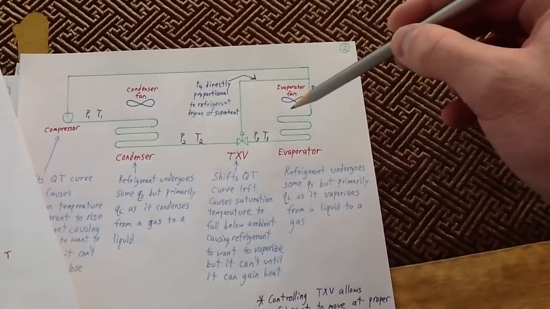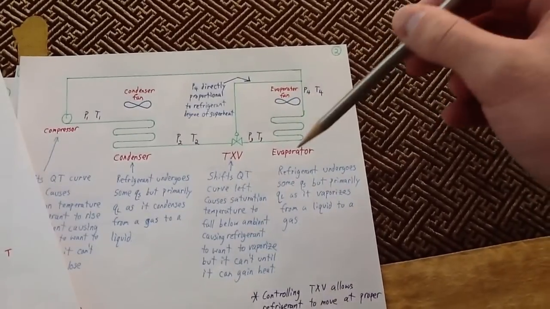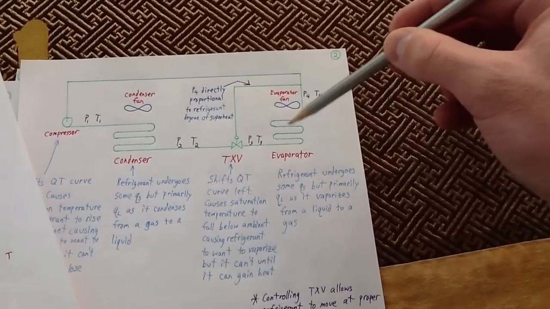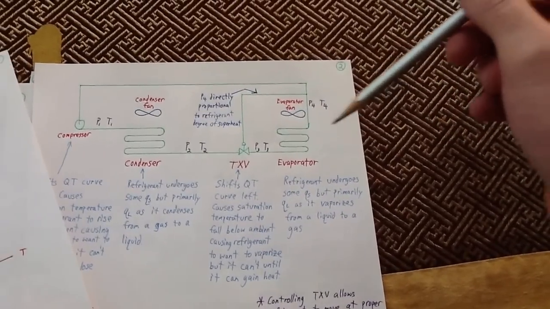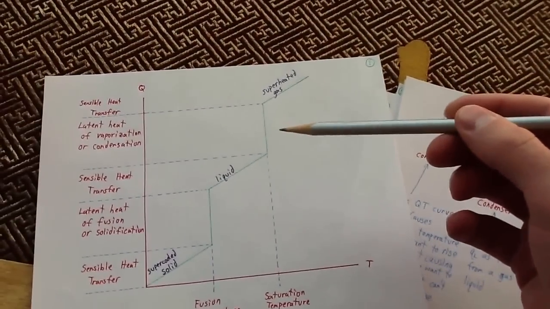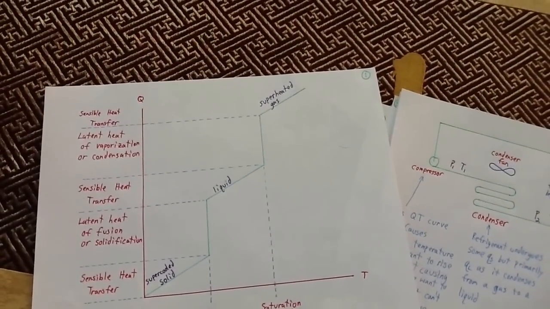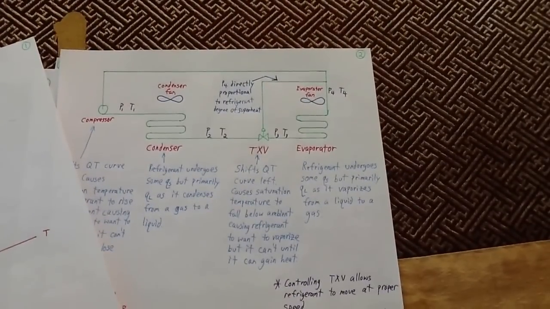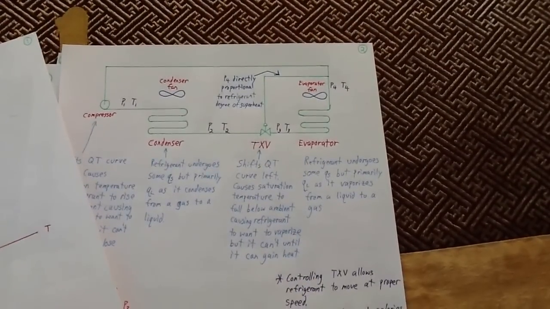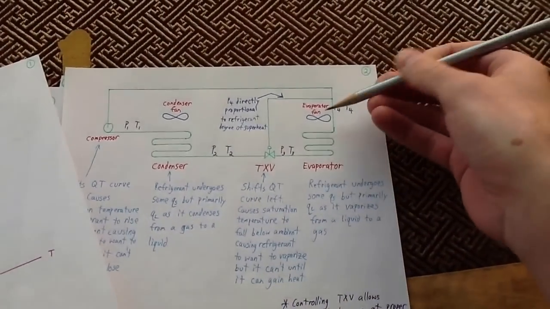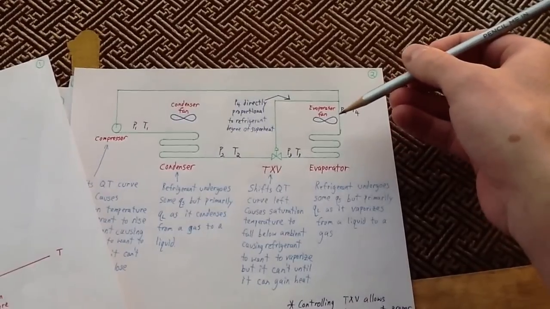This evaporator fan is going to blow air across this evaporator, and the evaporator coils themselves are going to be very cold because the refrigerant in there is going through its latent heat of vaporization and absorbing heat from the refrigerated space. Okay? So, after it goes through the evaporator, it's going to continue on.